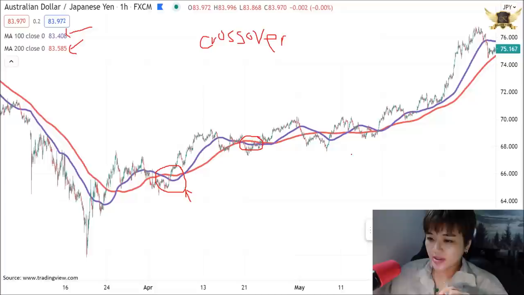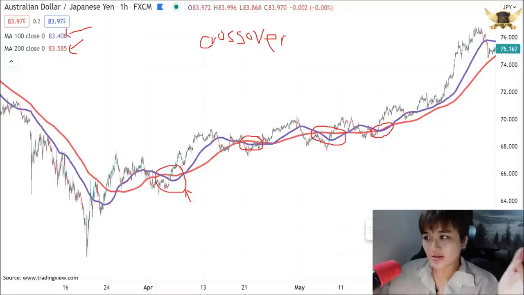Crossover over here, again, these two lines are very near to each other, so it tells you that maybe the bearish trend is not going to come. Agree with me? Again, one more false crossover over here. Doesn't mean that if you use SMA, then there will be no false signals. With any indicator, there will be false signals.